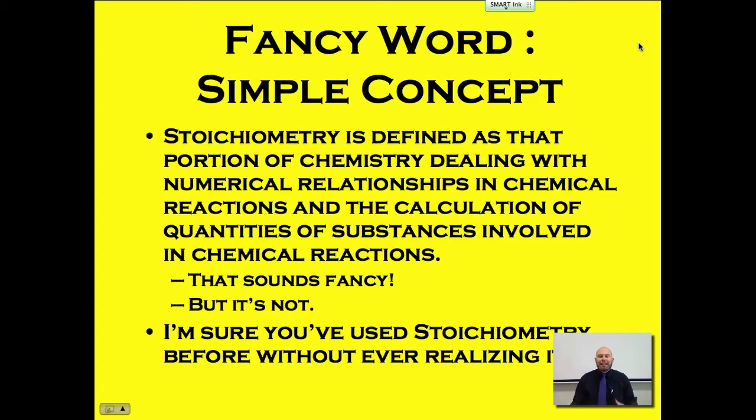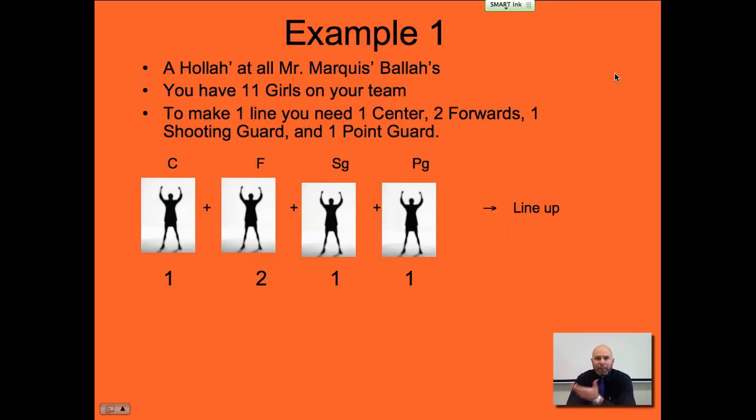And again, as it says right there, it's a fancy word, but it's a simple concept. Stoichiometry is defined as that portion of chemistry dealing with numerical relationships, quantitative, in chemical reactions and the calculation of quantities of substances involved in chemical reactions. It sounds fancy, but it's a simple concept. I'm sure you use stoichiometry all the time without even realizing it. I got an example.